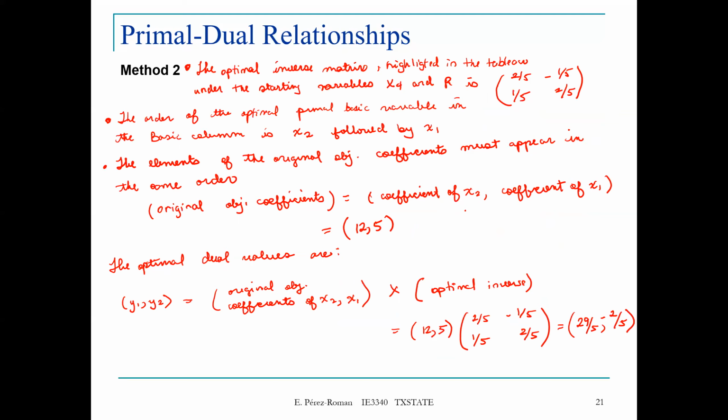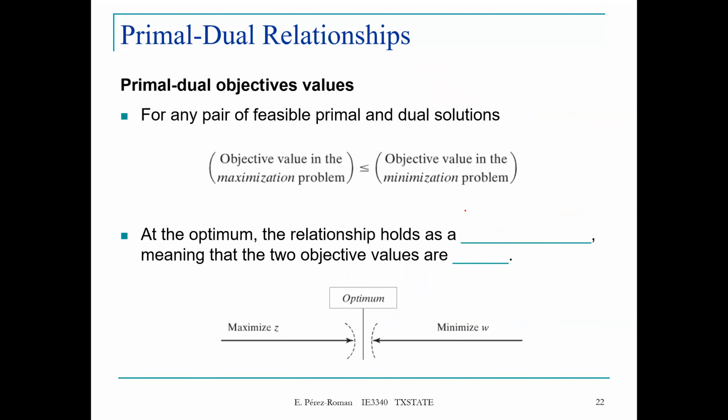Okay, so what I just showed you are two methods in which you can find the optimal solution for the dual using the primal optimal solution. For any pair of feasible primal and dual solutions, the objective value in the maximization problem is always less than or equal to the objective value in the minimization problem. At the optimum, the relationship holds as a strict equation, meaning that the two objective values are equal.